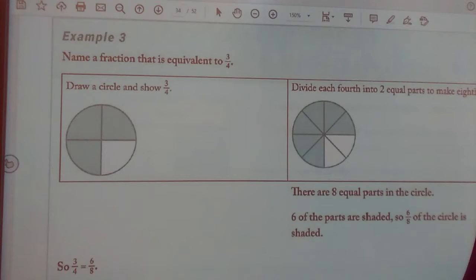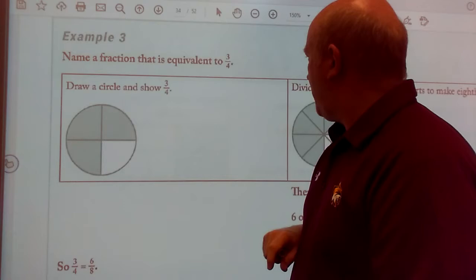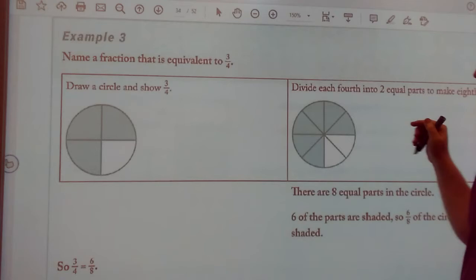Okay, name a fraction that is equivalent to 3/4. Draw a circle and show 3/4, which they did for you. Okay, now divide each 4th into 2 equal parts to make 8ths. Well, since they've already done it, I'm going to show you.